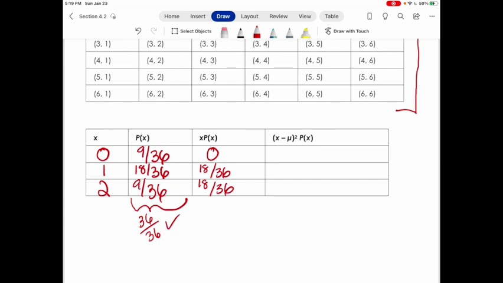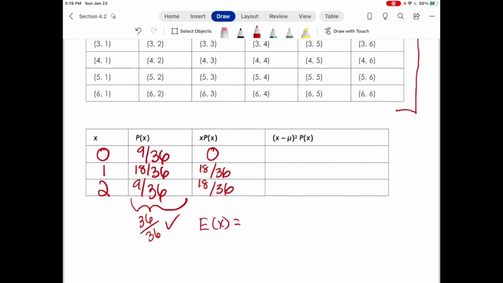Now, one thing I did actually forget to do, I want to make sure that these add to 1. And when I add them, that gives me 36 over 36. So this checks. You want to make sure that you do that when you create your probability distribution, just to make sure you didn't make any mistakes.